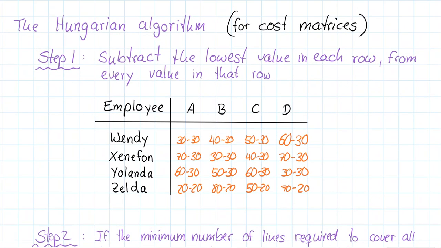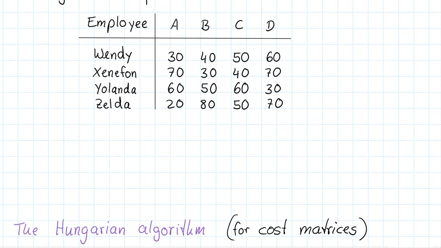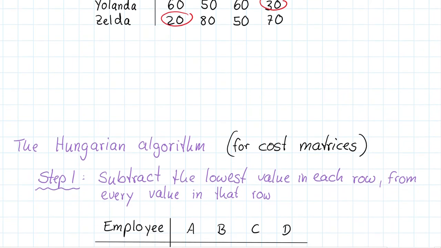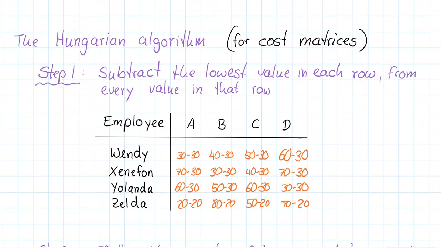Step 1. So step 1 is that we subtract the lowest value in each row from every value in that row. So have a look at this cost matrix. The lowest value here for the first one is a 30. In the second row, the lowest value is a 30. In the third row, the lowest value is a 30. In the fourth row, it's a 20. Okay, so for each row, I subtract the lowest value in each row from every value in that row. Okay, so 30 was the lowest here.